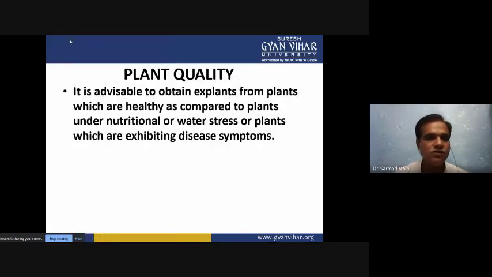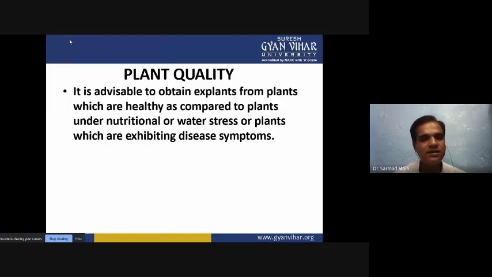Plant quality. It is always advisable to obtain explants from plants which are healthy, as compared to plants under nutritional or water stress or plants which are exhibiting disease symptoms. Always select the explant from a plant which is very healthy, and avoid plants which are showing disease symptoms.